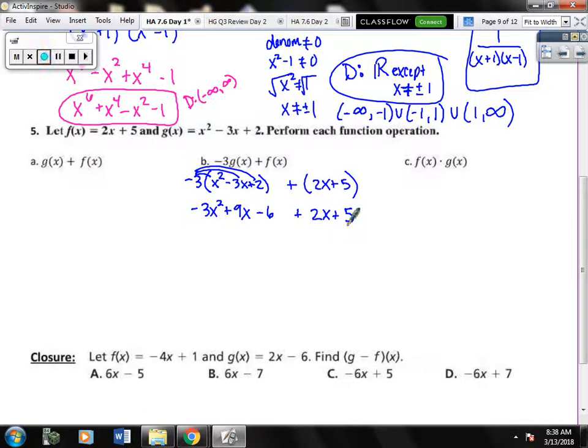Then you just have to combine like terms. They did not say we have to state our domain on this one, so we won't, but it would still be negative and positive. See if you guys can finish up.